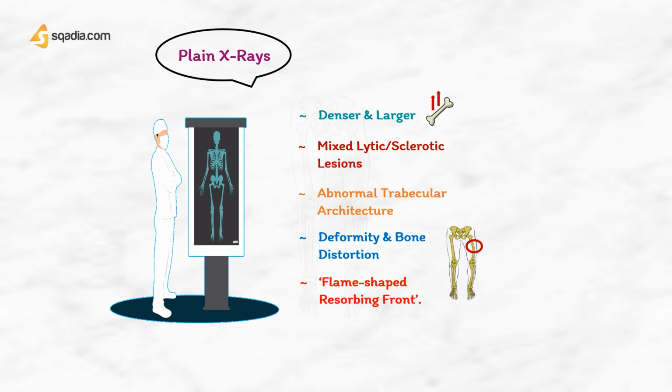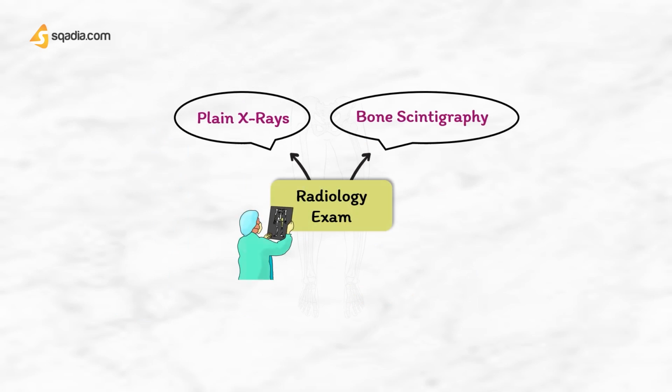A sharp demarcated area will be apparent like a hole, or it may appear in long bone as flame-shaped resorbing front. Let's dig in about bone scintigraphy. The word scintigraphy has Latin origin. Scintilla means spark. It is often called gamma scan. It is basically imaging test for diagnosis of skeletal abnormalities by using nuclear medicine.